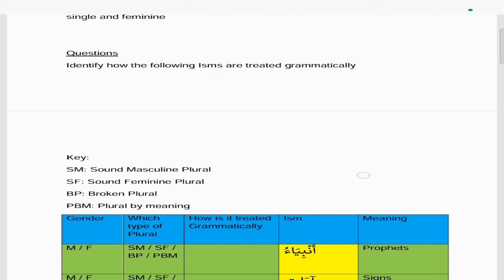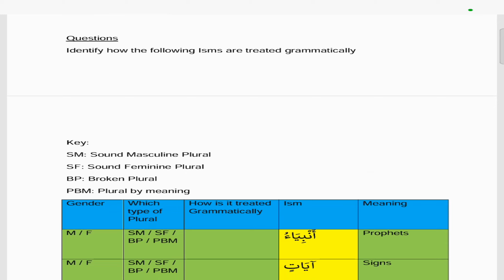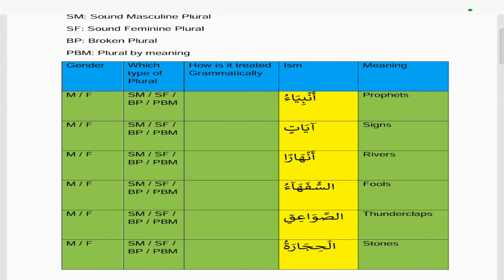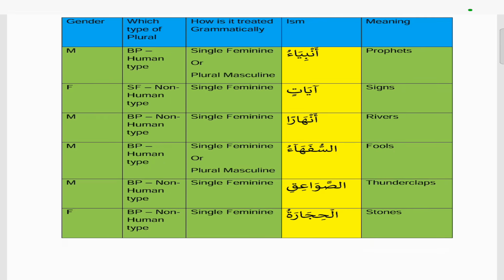Then at the end, we've got some questions. So we want you to identify how the following isms are treated grammatically. So you've got a key and you've got a table with words. So you have to decide whether the gender is masculine or feminine. Which type of plural is it? Is it sound masculine plural? Is it sound feminine plural? Is it broken plural? Or is it plural by meaning? And how is it treated grammatically? And then we've got the answers below to see if you're right or wrong.